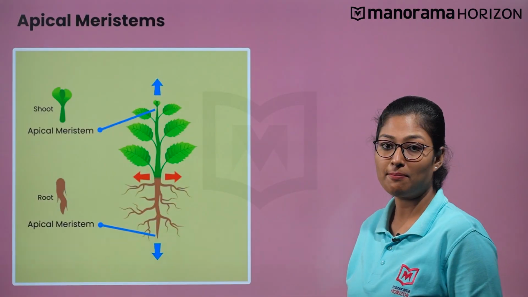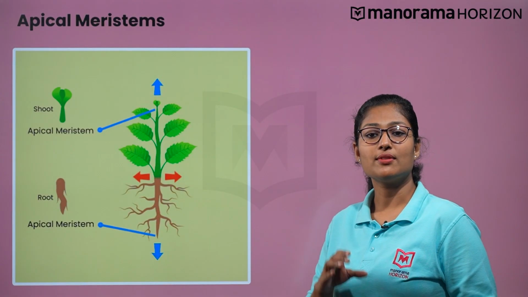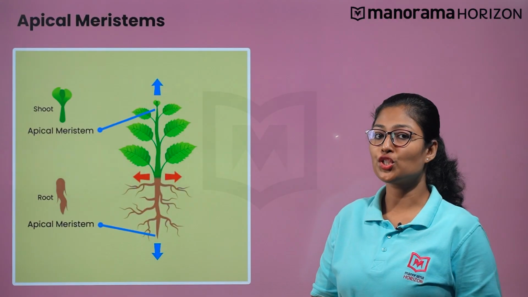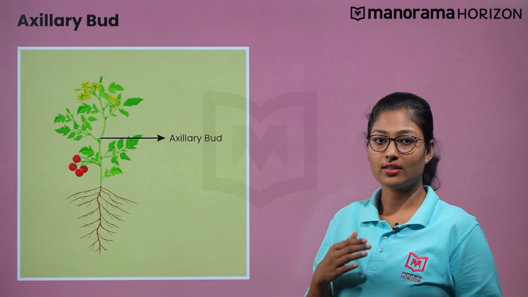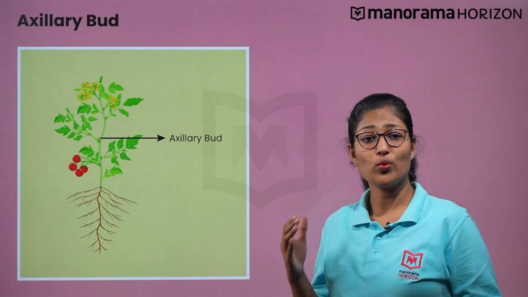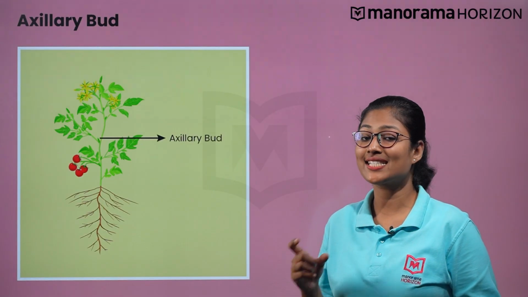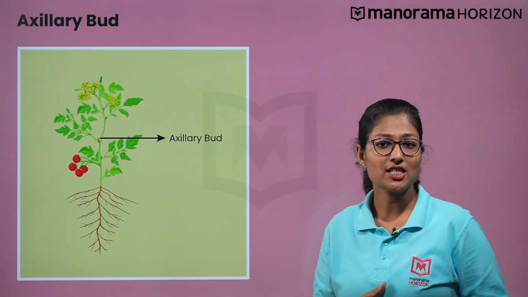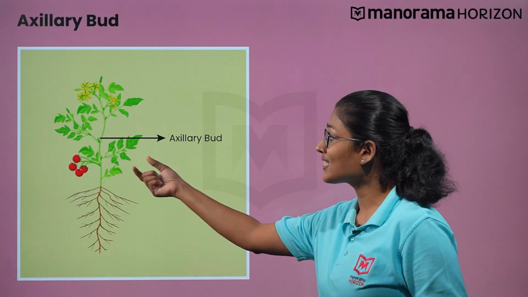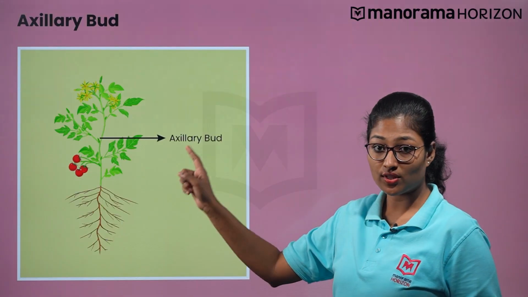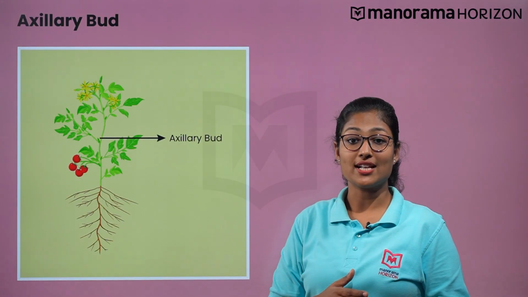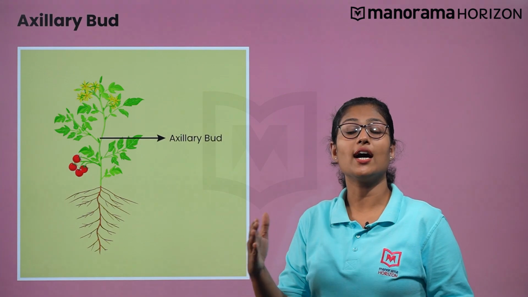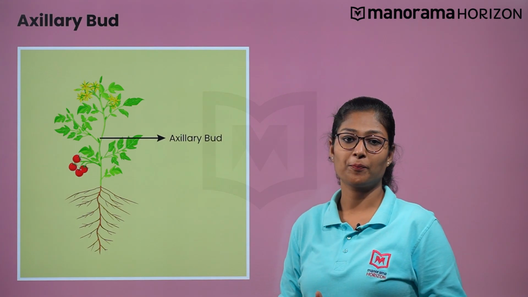First is the apical meristem. It is a meristem that occurs at the tips of shoots and roots and produces the primary tissues. Next, we will understand which part of the plant is an axillary bud. The buds which are present in the axils of the leaves, as you can see on the screen, are responsible for forming branches or flowers, and they are the axillary buds.